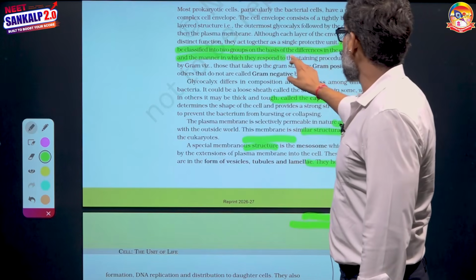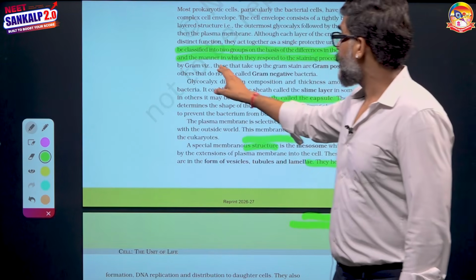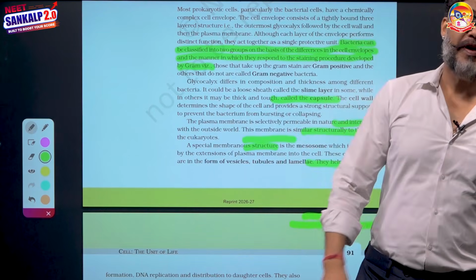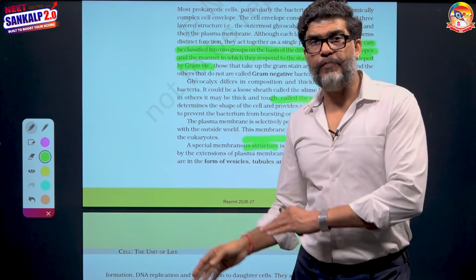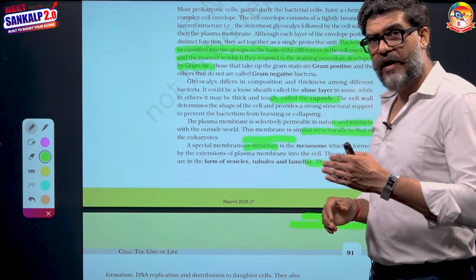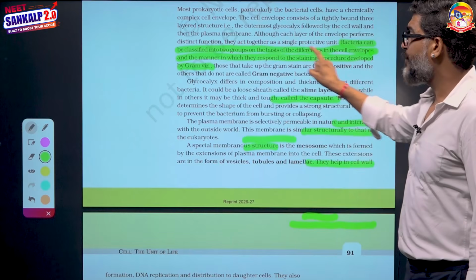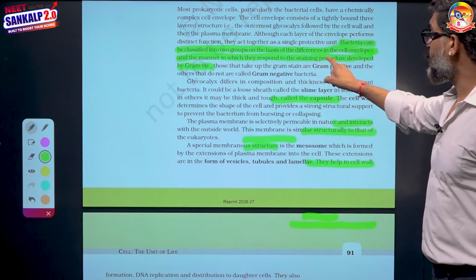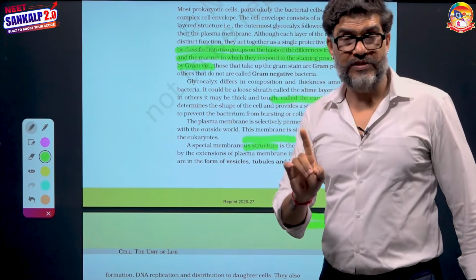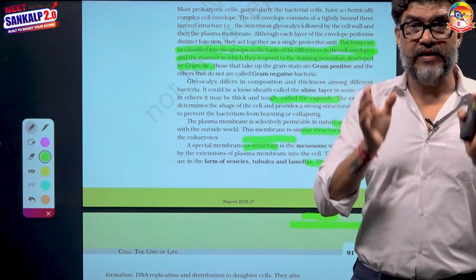Bacteria can be classified into 2 groups on the basis of the differences in their cell envelopes and the manner in which they respond to the staining procedure by Gram. You remember, we classified bacteria as gram positive and gram negative. So this classification is based on what? Differences in the cell envelope and the manner in which they respond to the staining procedure. I must say, here in NCERT it is mentioned that the basis of the gram staining is the cell envelope.